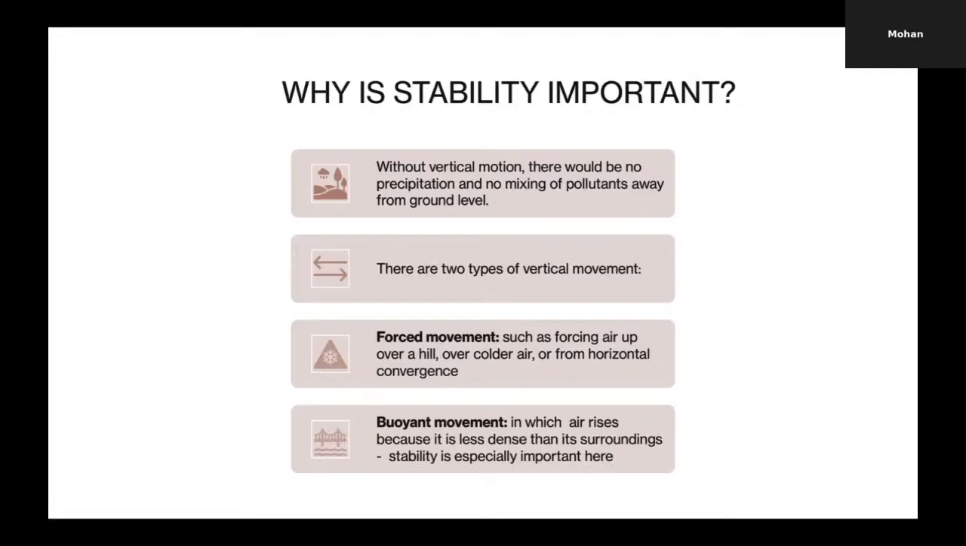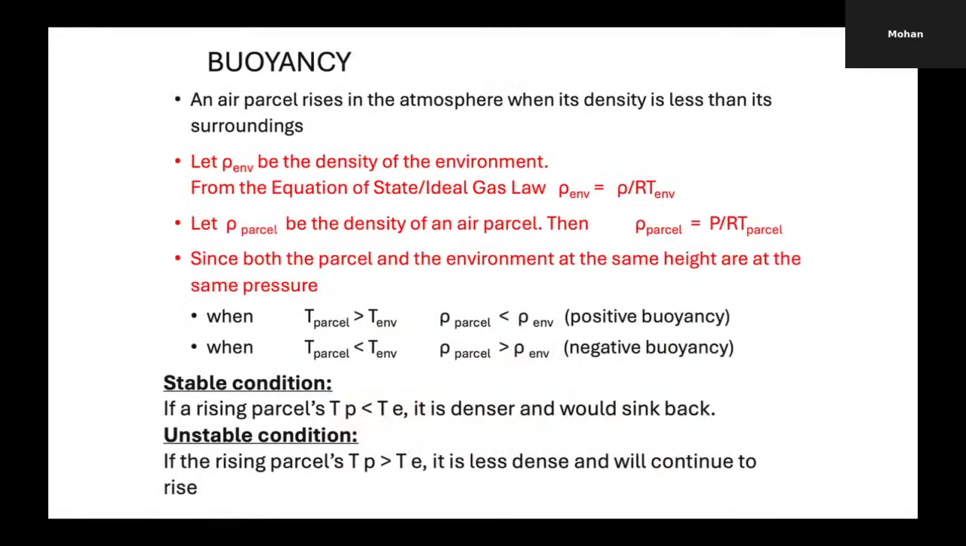The other one is the buoyant movement. Buoyant movement, like I said, is on its own. As soon as there is heating from the surface, the parcel becomes less dense and buoyant. So there are two movements: forced and buoyant. Let's keep the forced movement aside. When I say buoyant movement, buoyancy comes into the picture. Buoyancy is nothing but the floating of the parcel. In general, the meaning of buoyancy is floating, how the parcel floats in the atmospheric column. The parcel rises in the atmosphere because its density is less.